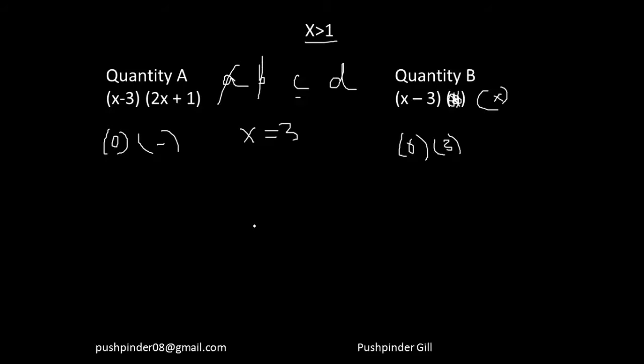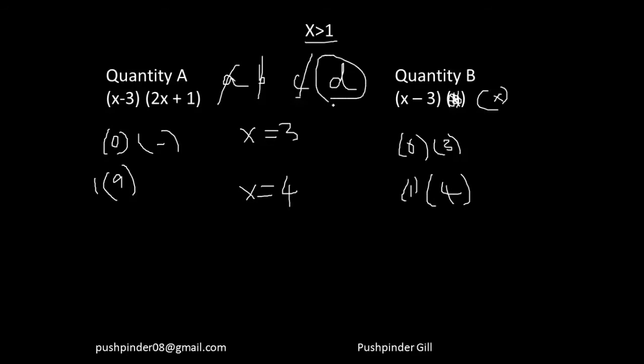So easy to do the question. Now let's prove A greater than B. We can do that. Let's say X equals 4. So this is 4 minus 3, 1 into 4 into 2, 8 plus 1, 9, and this is 4 minus 3, 1 into 4. Now which is greater? A is greater than B. That means I have disproven C, and again D is my answer.